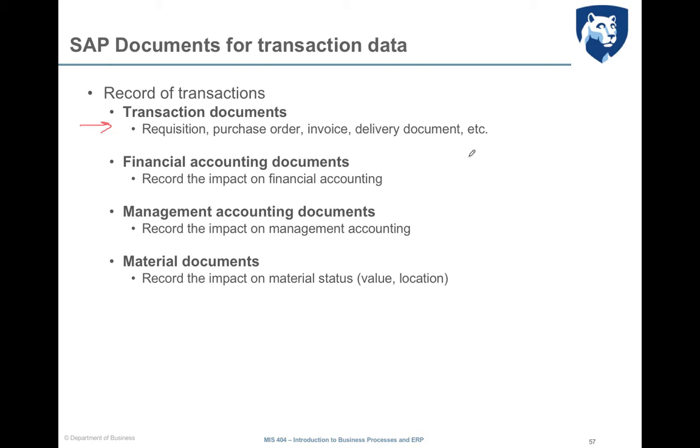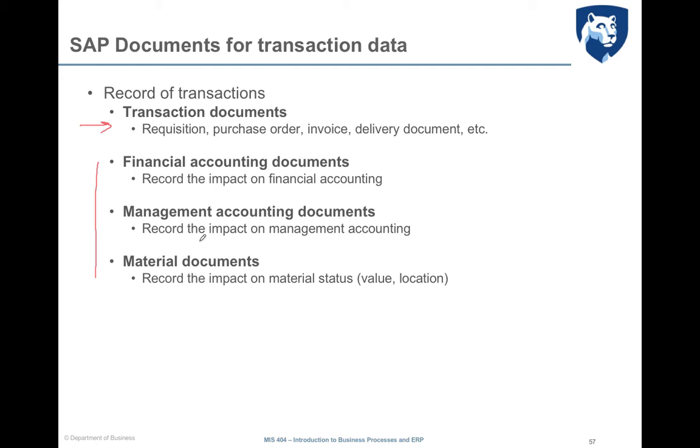While instead, documents that record data that are generated after the process are financial accounting documents, management accounting documents, and material documents. Financial accounting documents substantially include, let's say, financial information and record the financial impact after a process has been executed. Same, management accounting documents record the impact on the cost accounting side of executing a particular process.